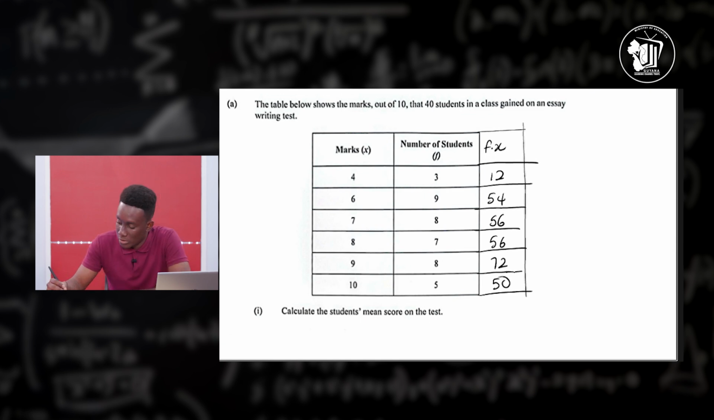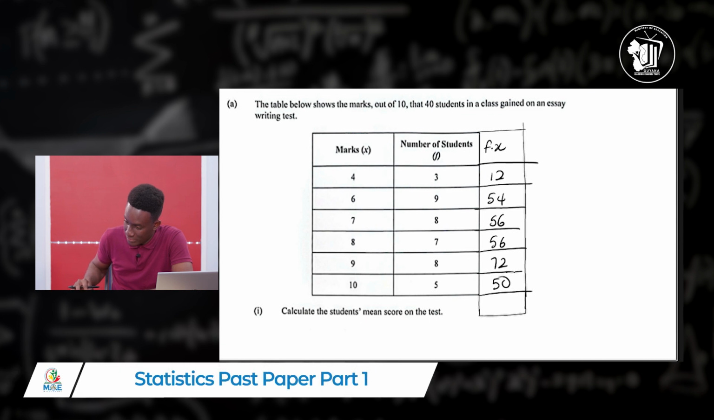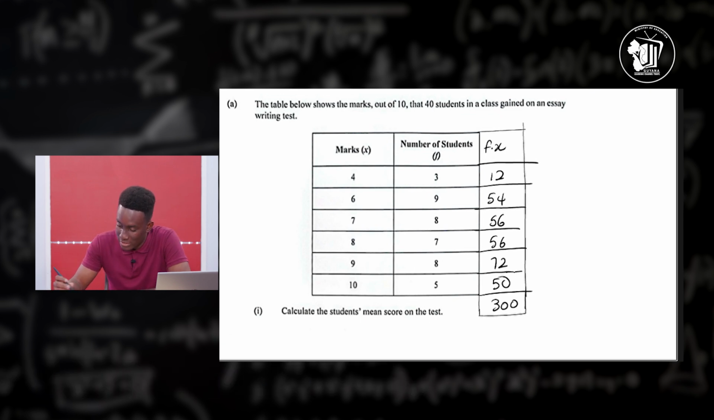This will therefore give us a total of 12 plus 54 plus 56 plus 56 plus 72 plus 50. This will give us a total of 300. And let's add up the total frequency. We know this will give us 40 because we had 40 students.